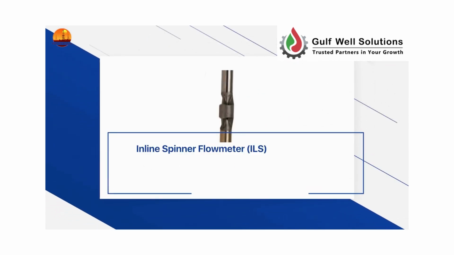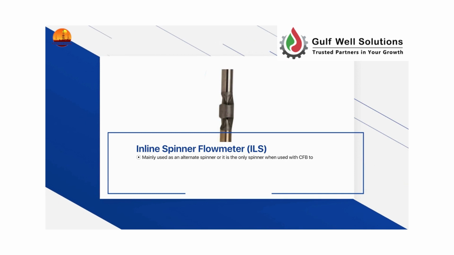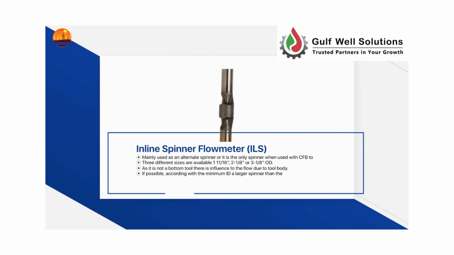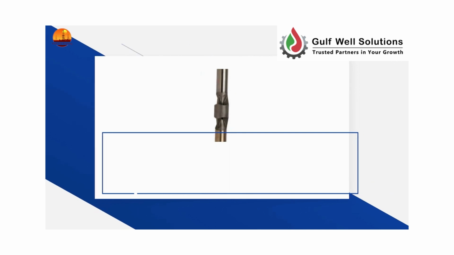Inline spinner flowmeter, ILS. Mainly used as an alternate spinner, or it is the only spinner when used with CFB to measure inside the tubing. Three different sizes are available: 1 11/16, 2 1/8 or 3 1/8 OD. As it is not a bottom tool, there is influence to the flow due to the tool body. If possible, according to the minimum idea, a spinner larger than the diameter of the tool could be used.